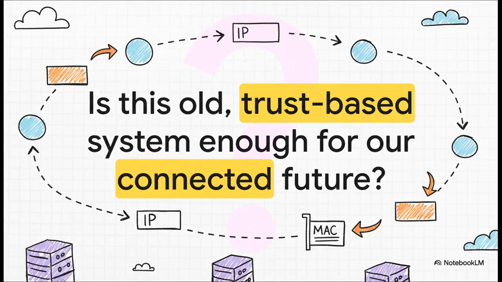And that leaves us with a really big question, doesn't it? Our entire digital world, everything we do online, is built on this system that was designed decades ago for a much smaller and, frankly, a much more trusting internet. As we connect billions more devices, from our cars to our fridges, you have to wonder, is this system still good enough for the world we're building today?